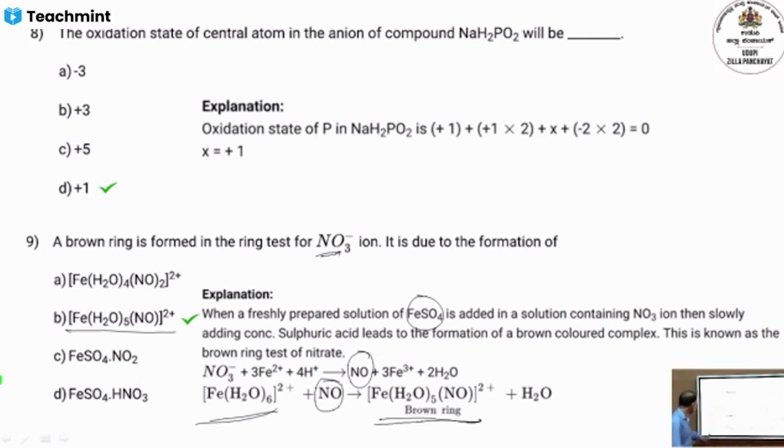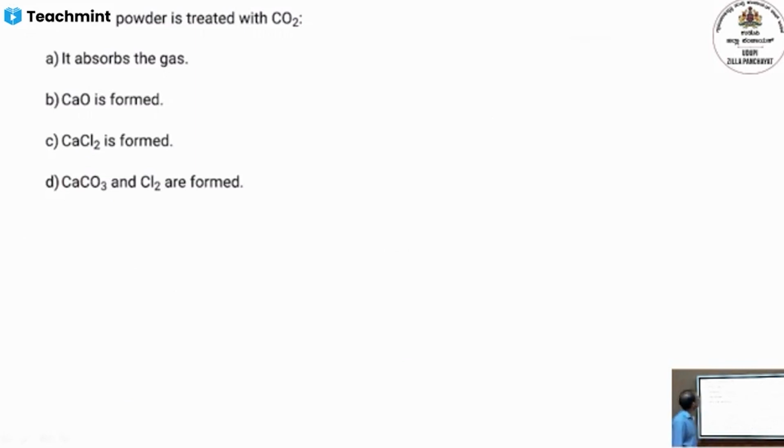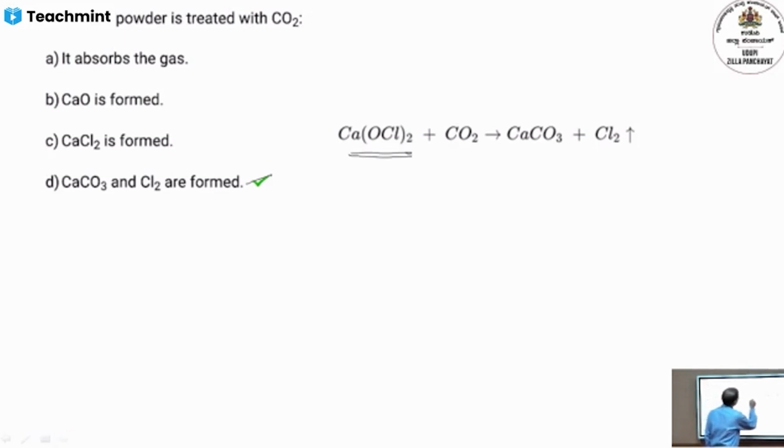And the next question is, the bleaching powder is treated with the CO2. So when the bleaching powder is treated with the CO2, what happens? Question whether it absorbs the gas, or whether CaO is formed, or whether CaCl2 is formed, or whether calcium carbonate and chlorine gas is formed. So this is knowledge about the subject, or the chemical reaction understanding that we need to have. So calcium carbonate will be formed when bleaching powder is reacting with the carbon dioxide, and the reaction is CaOCl2, this is the species which reacts there with the carbon dioxide to form CaCO3 plus Cl2.